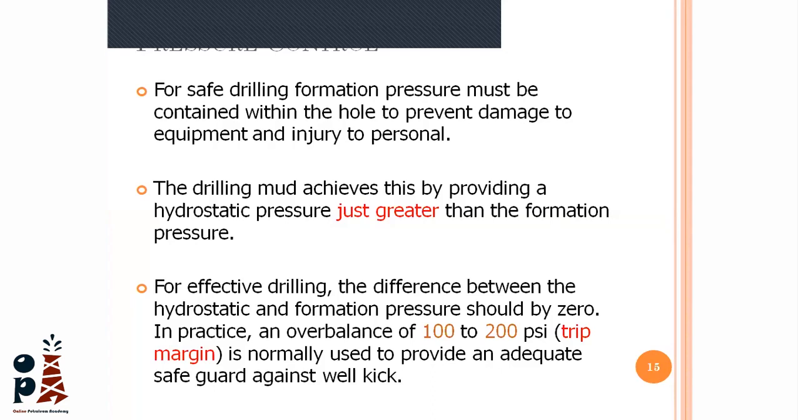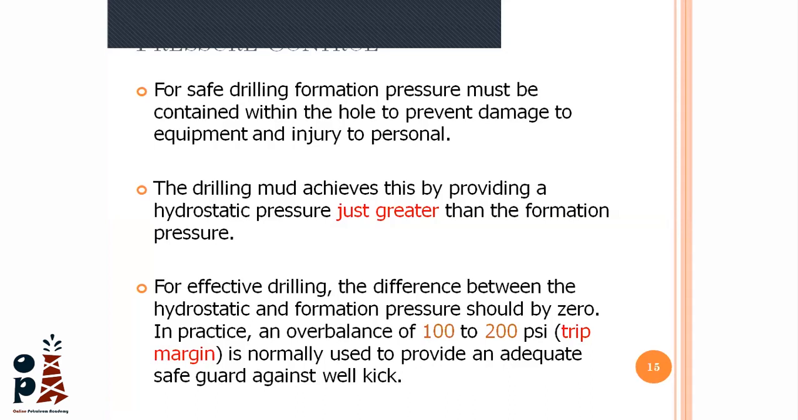Let's say, for example, that we have a formation pressure of 3000 psi. If we use a drilling fluid with a certain mud weight at a certain true vertical depth, so that this fluid gives me 3000 psi, in this case, I will say that I am just balancing. The formation pressure is 3000 and the hydrostatic pressure is 3000. Overbalance is to use a mud column with hydrostatic pressure more than the formation pressure. And usually we use this overbalance margin of 100 to 200 psi, which is called trip margin or safe margin.